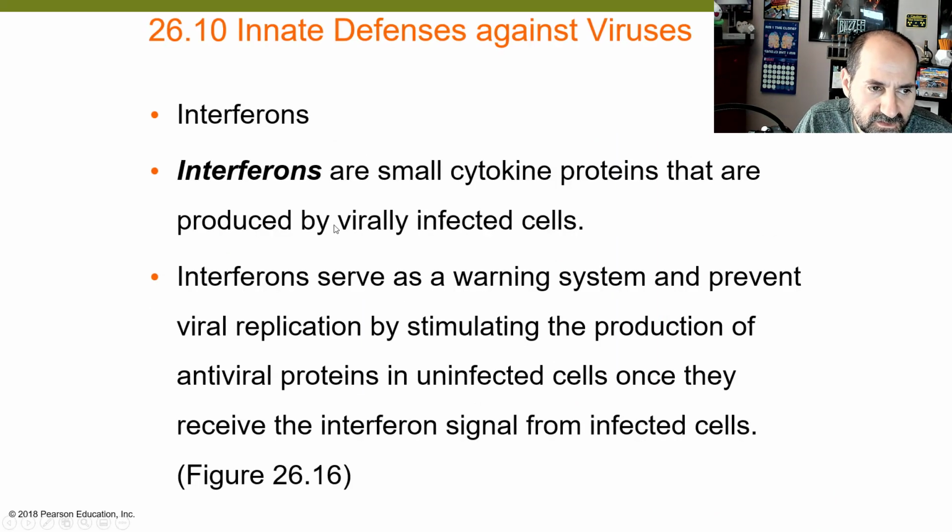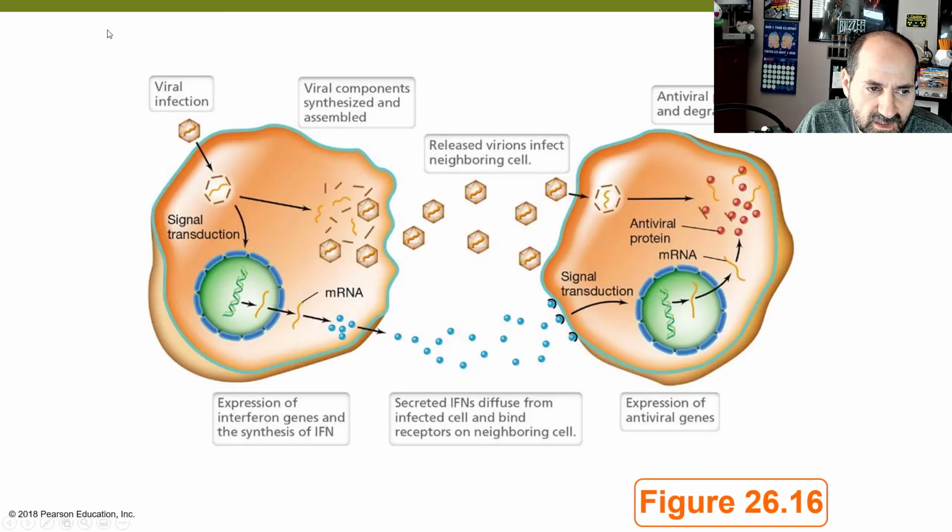Again, interferons are also another type of innate immune system response. A cell is infected with a virus. That virus replicates inside of the cell, and if the cell recognizes this through a signal transduction event, then the cell can produce what are called interferon proteins, through gene expression of interferon proteins. The interferon will get released from this cell.